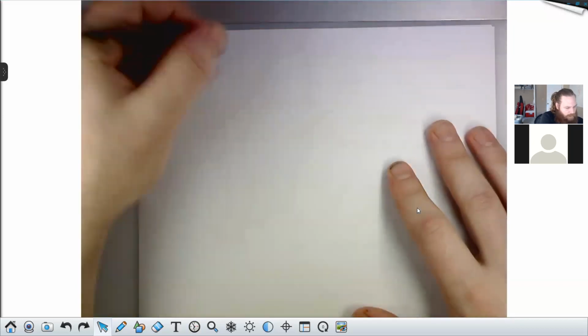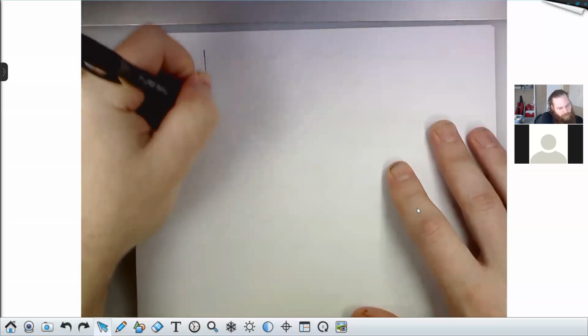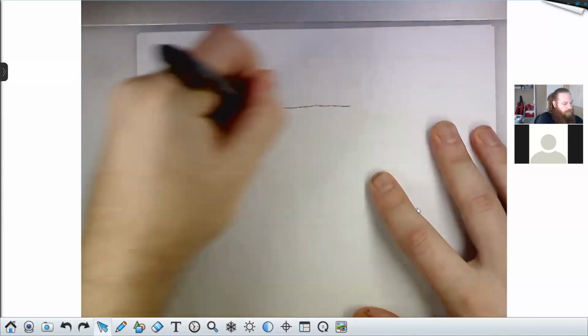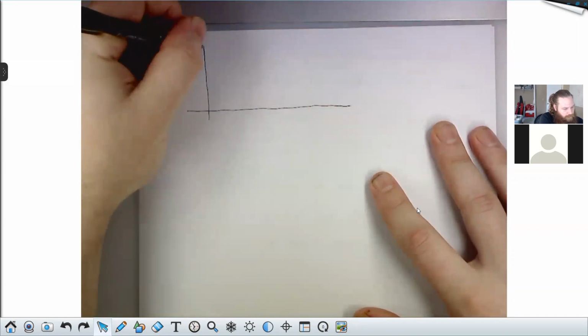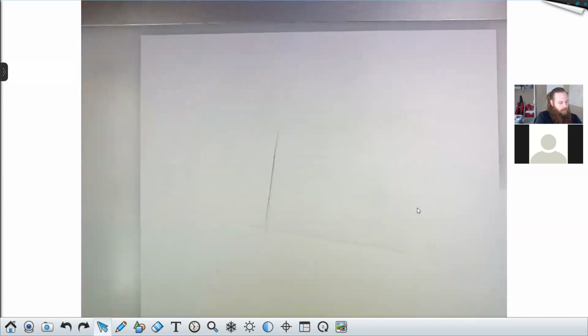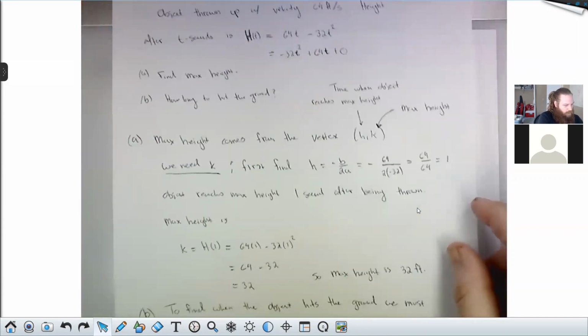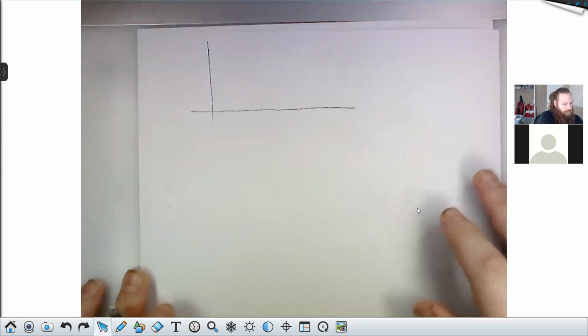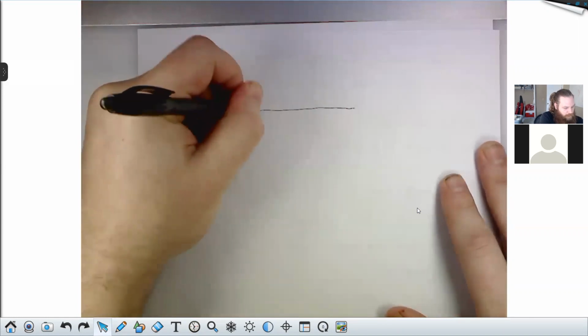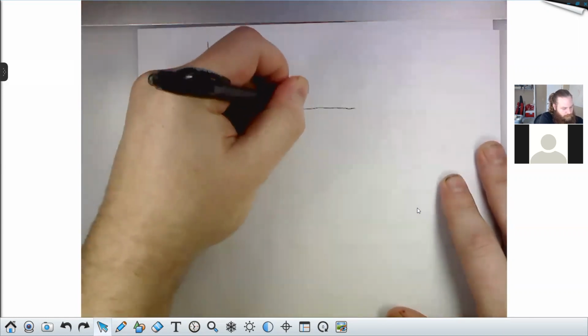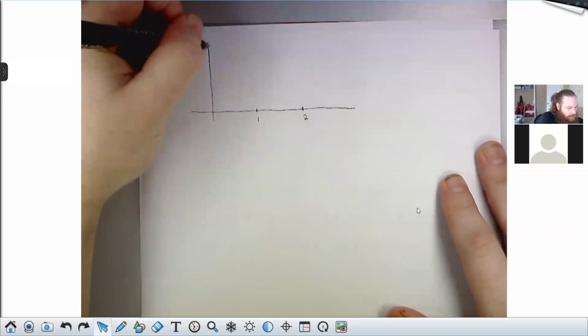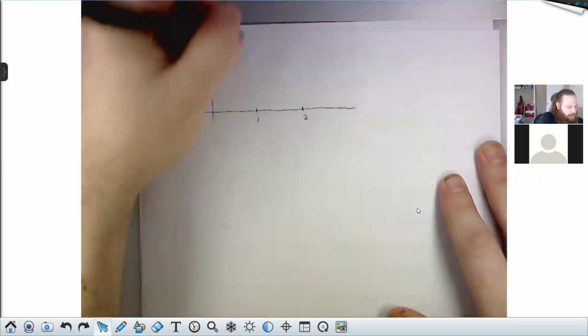So let's look at the graph. We found the vertex. We found the x-intercepts. Our vertex was at h was 1 and k was 32. So this, of course, is 0. I'll mark this as 1, and I'll mark this as 2. And I'll mark this up here as 32. No one can stop me.